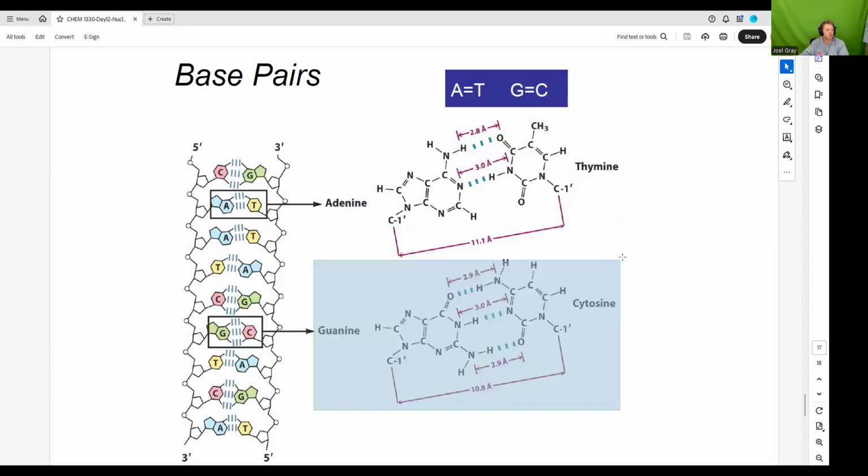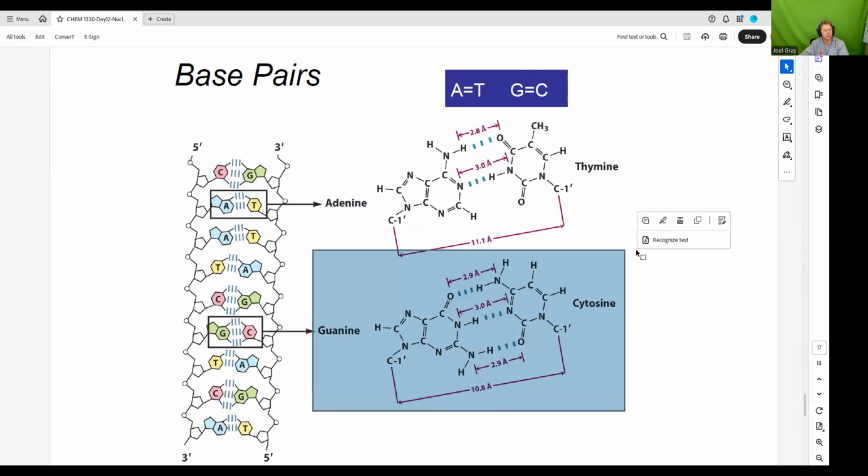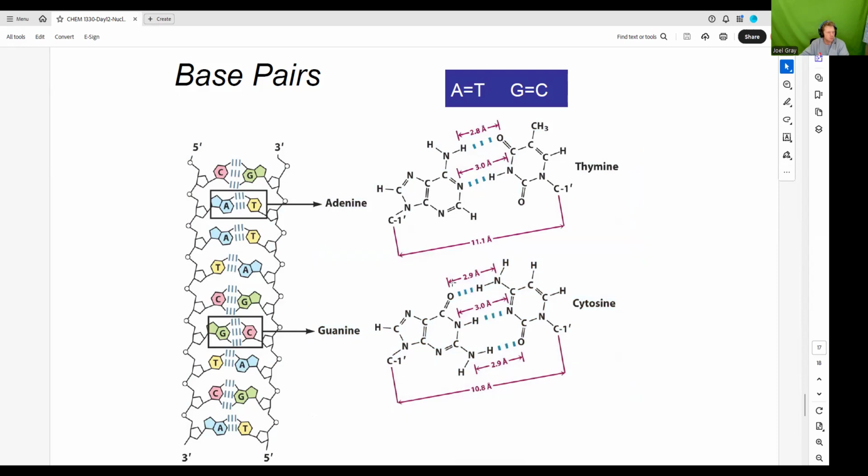Meanwhile, between G and C, how many hydrogen bonds do we have? Well, one, two, and three. We've got three hydrogen bonds between G and C, two hydrogen bonds between A and T. Now, my question for you guys is, which do you think are more strongly held together? A and T or G and C?